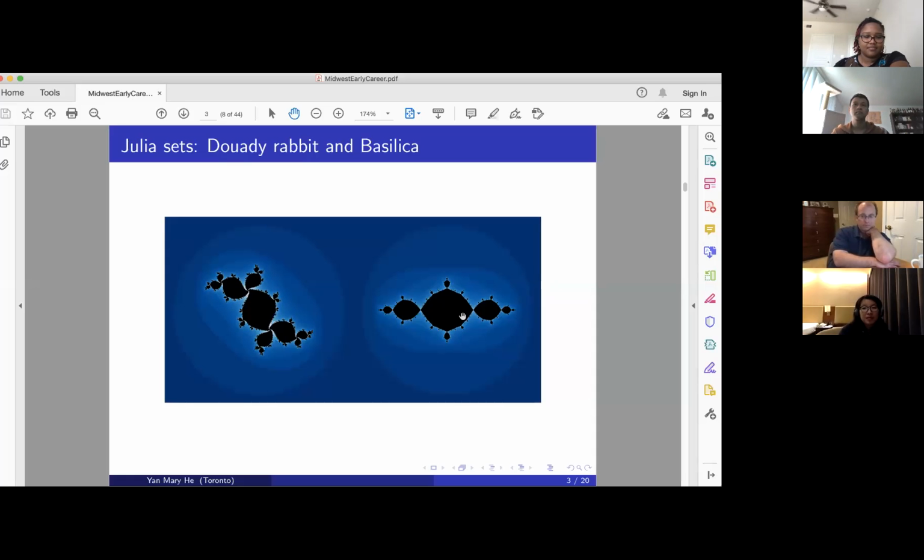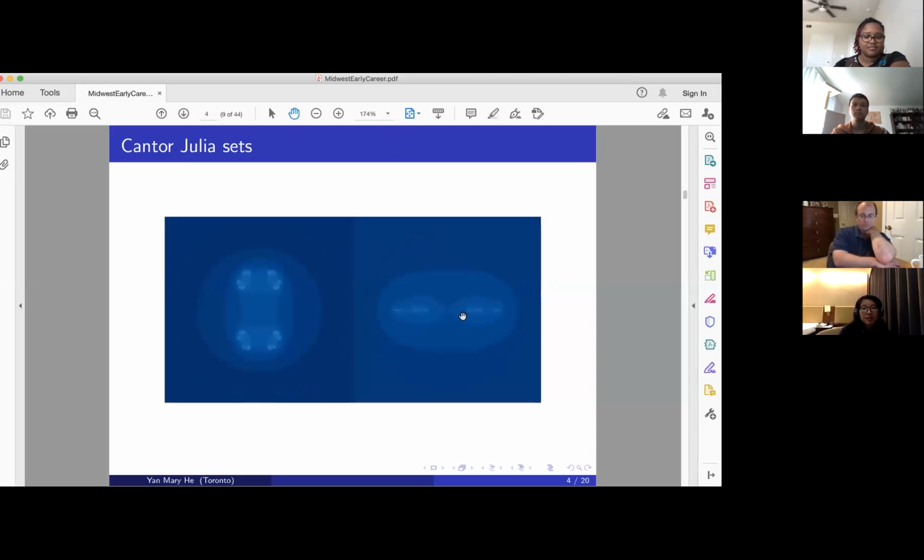So these are two very nice examples of Julia sets, and we notice that they're connected. So in fact, we can also have Julia sets which are totally disconnected. So these are two examples where the Julia sets are just Cantor sets. So since it's a Cantor set, you cannot really see them. So these are points hidden inside these shining blue regions, right?